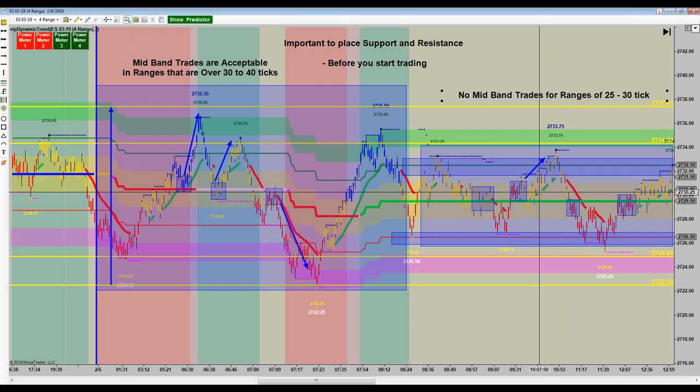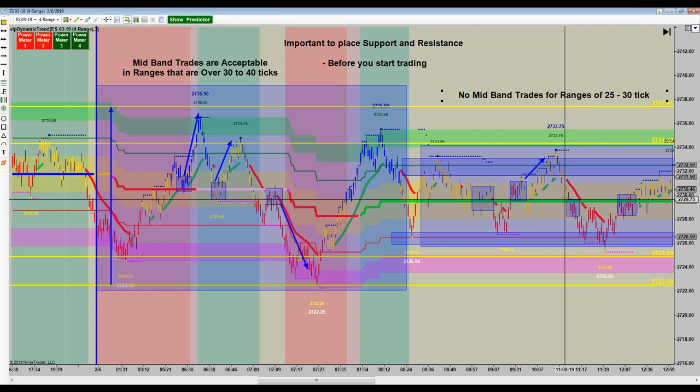Between here and here is something like 10, 12, 15 ticks. A little bit less here, a little bit more here. Let's look over here. 29.50 down to 26. 3 times 4, 12, plus 2 is 14. So from here to here is a total of less than 30 ticks, with the mid-band being located right in the middle.